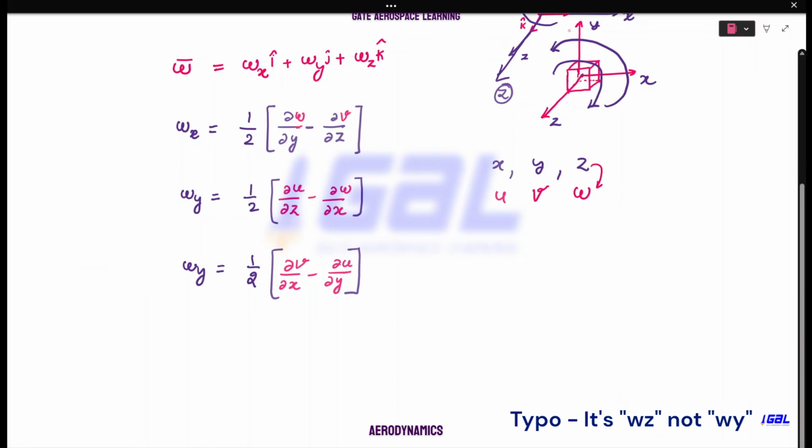That means if you want to capture the angular velocity or rotation of a fluid particle about the x-axis, you need these two derivatives. Using these three, you will find the angular velocity for a fluid particle if it is moving.